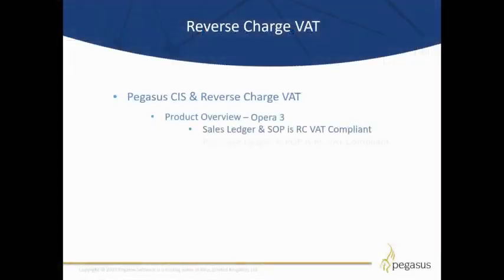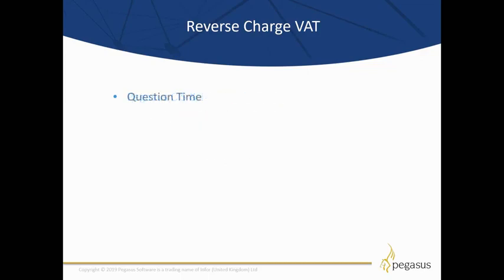As I have just shown, if you're using Opera 3, then you are equally compliant with reverse charge VAT, both in the sales ledger and in sales order processing, and in the purchase ledger and purchase order processing. So, Pegasus customers need to upgrade to the relevant versions of Opera 3 or Pegasus CIS to be compliant. Okay, in this section I'm going to share some questions that are being asked by our partners on behalf of their customers, and hopefully you'll find the answers informative.